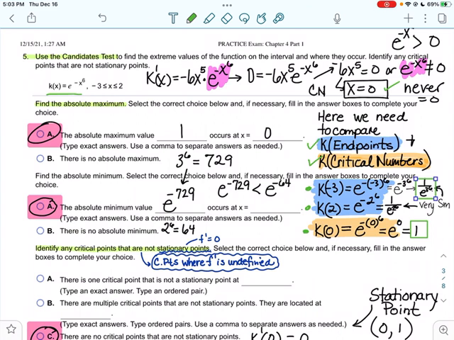It'll be 1 over e to the 64th power. That's not going to be as small as e to the negative 729th power. So there you have it, the absolute min. Here's the absolute maximum value. So you just compare them.